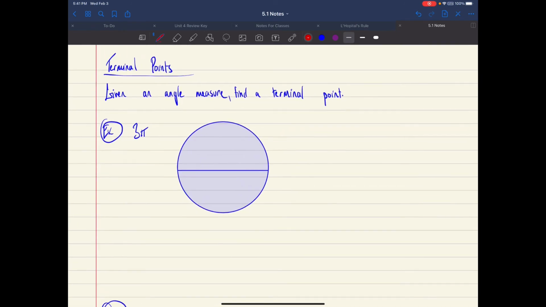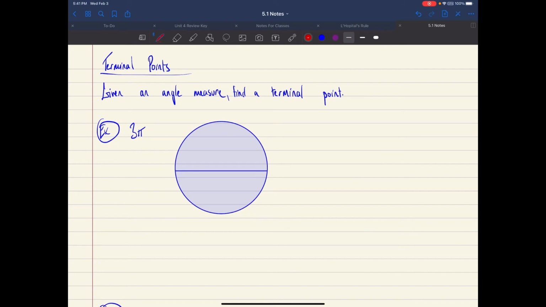Okay, so terminal points. Let's look at this. All of these are really small topics. There's not a lot of work involved in doing them. This one says, given an angle measure, find a terminal point. We had already talked about how the unit circumference is 2 pi, or the angle, whatever you want to call it. It gives you the angle 3 pi.